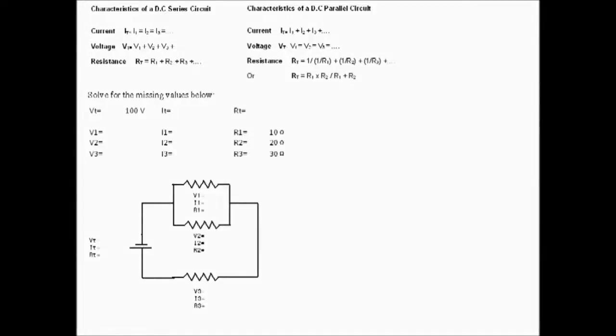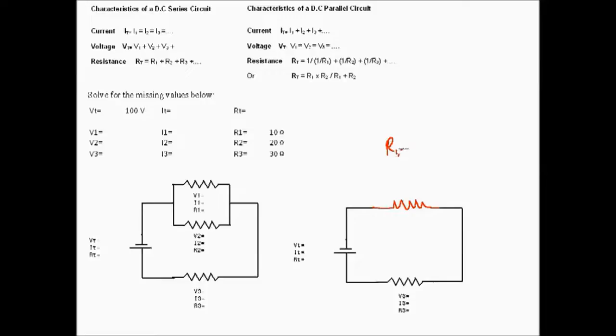The first step in solving a series parallel circuit is to write down the characteristics of a series circuit and a parallel circuit. The next step is to identify the series and parallel relationship. These two resistors are in parallel, but this branch is in series with this resistor. The next step is to simplify it to a simple series circuit. We can redraw it with the one resistor, and we'll call that resistor R1, 2.